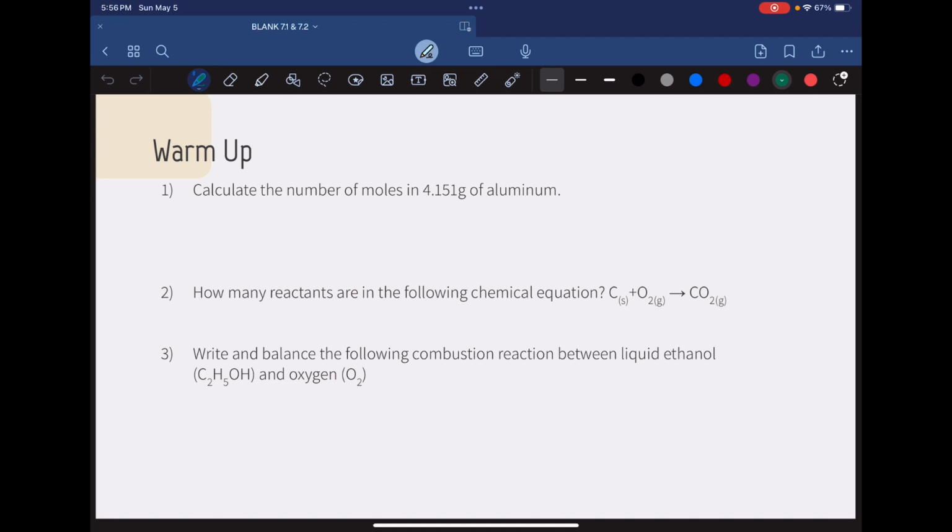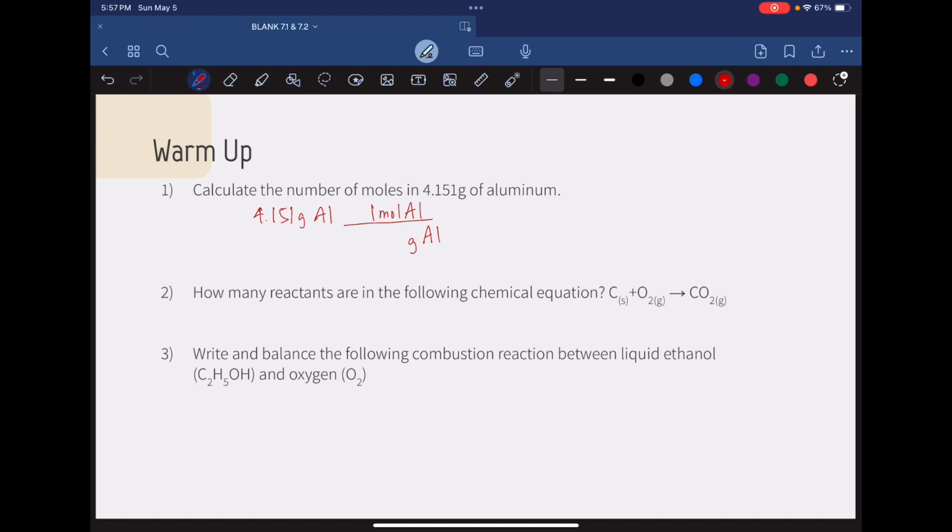So the first one is to calculate the number of moles in 4.151 grams of aluminum. So we are going to start with 4.151 grams of Al, which is aluminum. Draw your line because you're converting. Because we are in grams of aluminum, we know grams of aluminum will be at the bottom, and I'm going into 1 mole of aluminum.